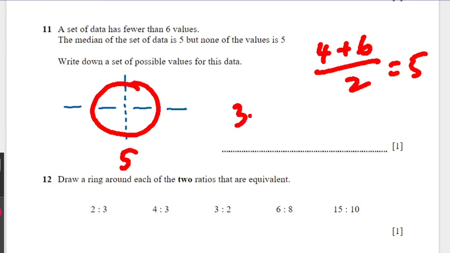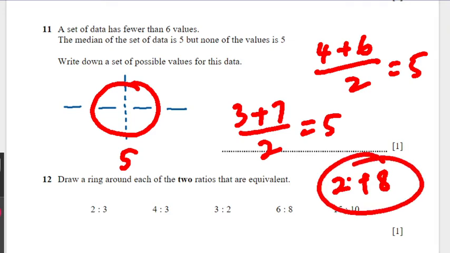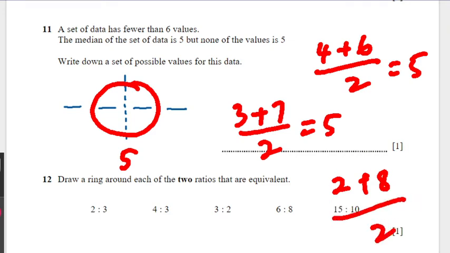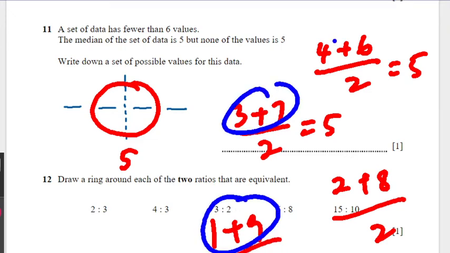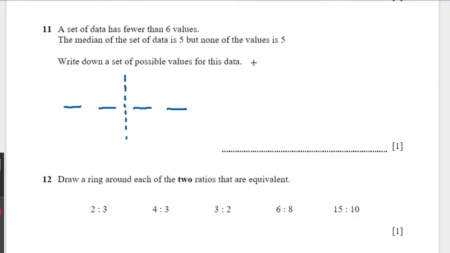Or maybe 3 plus 7 divided by 2, isn't that 5? Or maybe 2 plus 8, whatever you add, make sure it's 10. 2 plus 8 divided by 2 also can. 1 plus 9 divided by 2, also 5. So these can be one of the answers. So 3, 7, 4, 6, 2, 8, and so on. So what do you want to pick? Maybe we choose 4, 6. All right, we pick 4, 6.